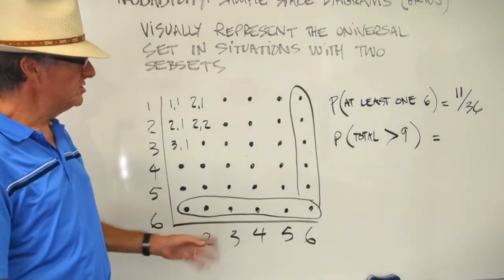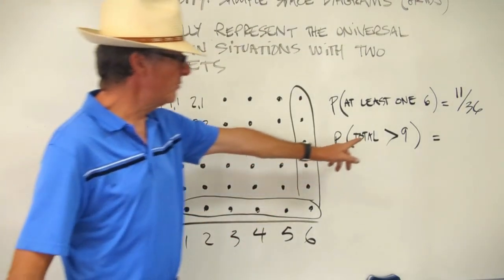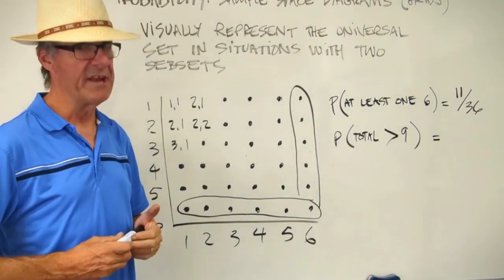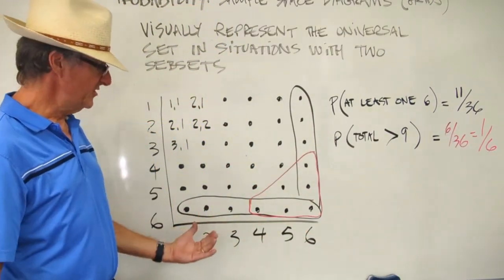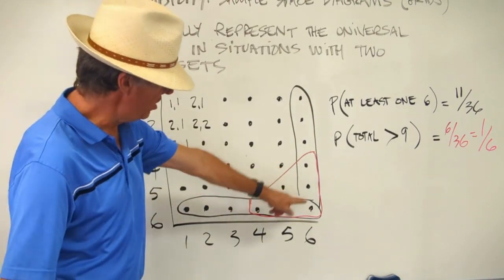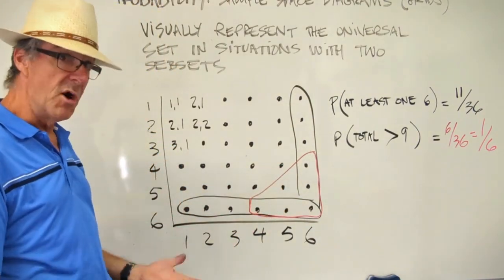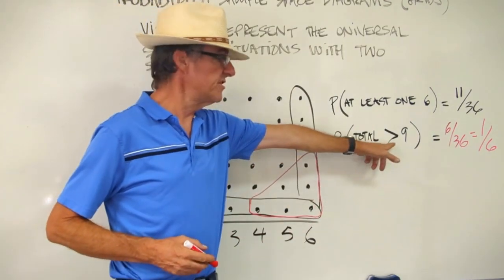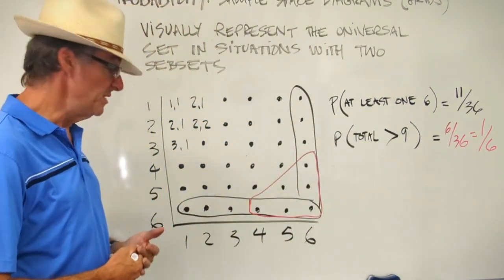Now, what I want you to do is pause the video and figure out what the probability is that the total on both die is greater than 9. So check this one out. I just circled all of the dots where the total of both die adds up to more than 9. Notice it wasn't greater than or equal to 9. It has to be more.